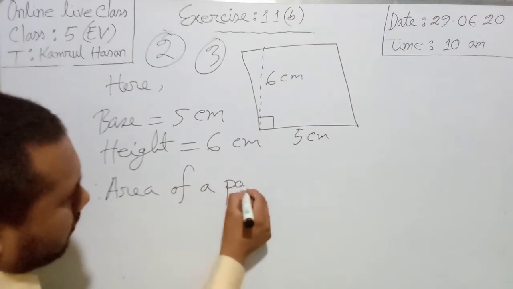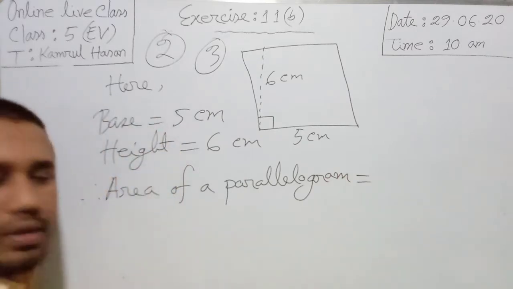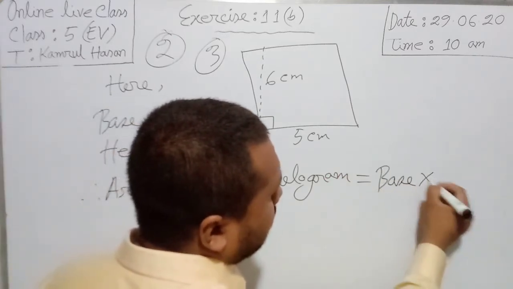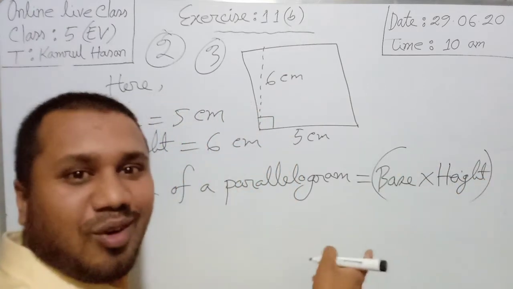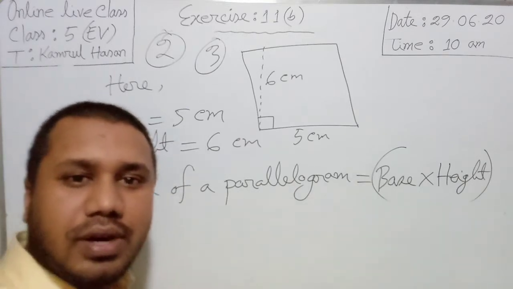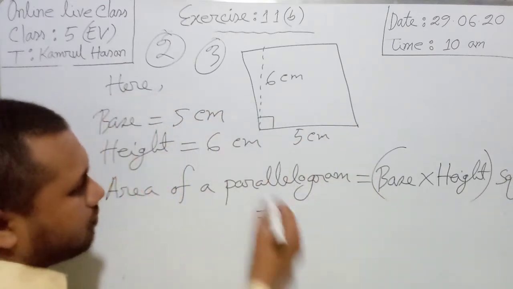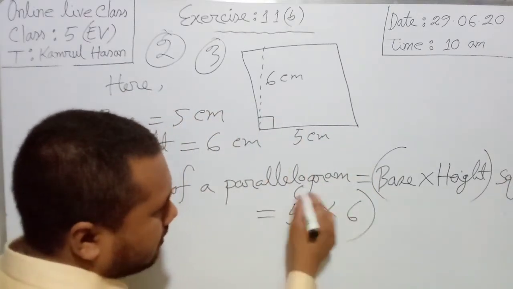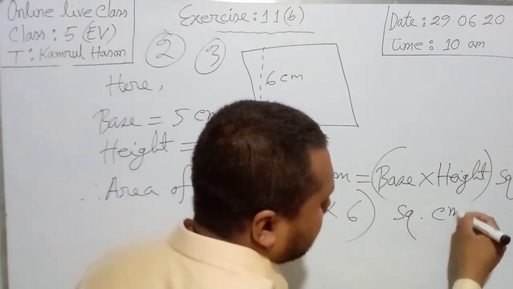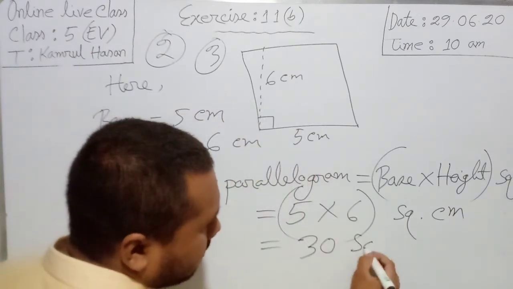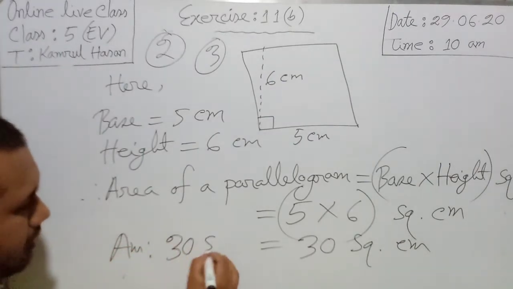of a parallelogram. We know what is the formula? Good. Base into height. Divided by 2? No, because this is a parallelogram. When it is a triangle, then we have to write divided by 2. So it is only base into height. Square unit. Now 5 into height 6, square centimeter or meter? Look, centimeter. So we have to write centimeter. Now 5 6s are 30 square centimeter. So the answer of problem number 3 is 30 square centimeter.